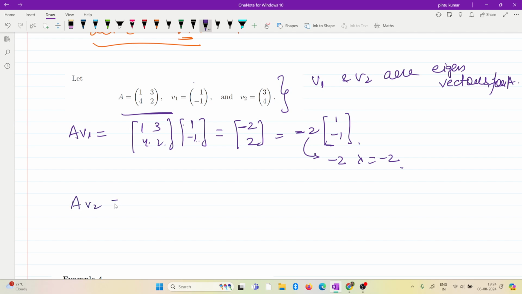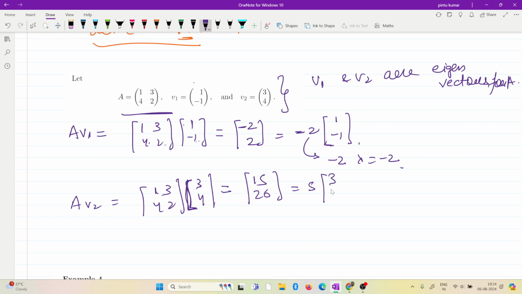Again, A of V2 is [1, 3; 4, 2] times (3, 4). This is 3 plus 12, which is 15. 12 plus 8 is 20. This is 5 times (3, 4). So again, this is an eigenvector with the eigenvalue lambda is equal to 5.